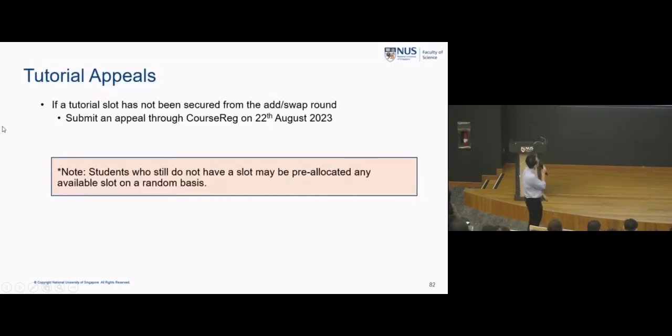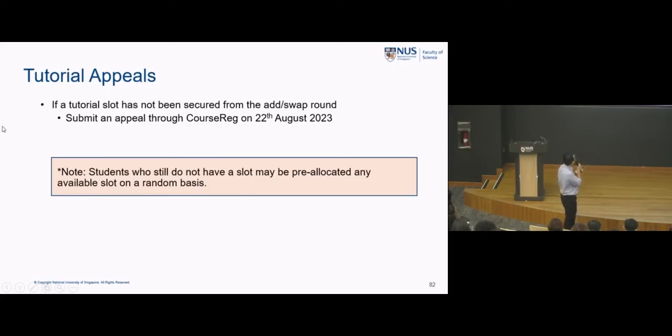All right. Likewise, if you can't get the tutorial time slots you want, you want to appeal, you want to say, oh, I really need to have that, please go through CourseReg as well. All right, go through CourseReg as well. And try to find somebody to swap with you if something that you have now really doesn't fit. See if somebody else is able to swap that.